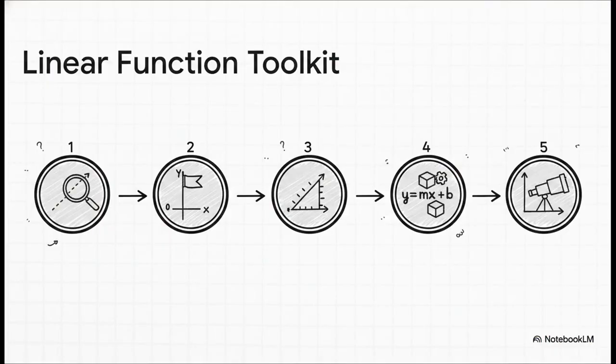So here it is, your new 5-step toolkit, nice and simple. First, you spot a pattern of constant change. Then, you find your starting point, b, and your rate of change, m. You build your model with y equals mx plus b, and finally, you use that powerful little equation to make a prediction. It's a framework you can use for anything with a steady rate of change.